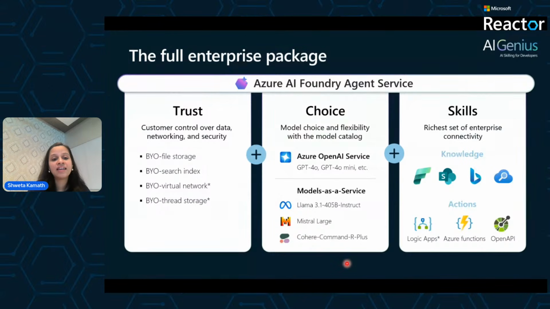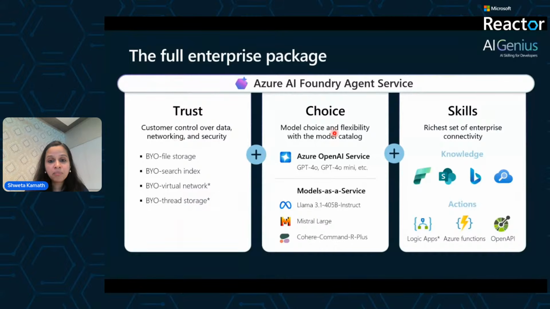If you see at the left, the first thing that we speak about is trust. You can control your data, your networking, and your security. When you create an Azure AI agent service, it does have default settings, but you can bring your own file storage, your own search index, your own virtual network, and thread storage. So you can customize it to use the specific components you want and not the default ones. So trust, because you have complete control over your network, your storage, your indexes. This is the first part.